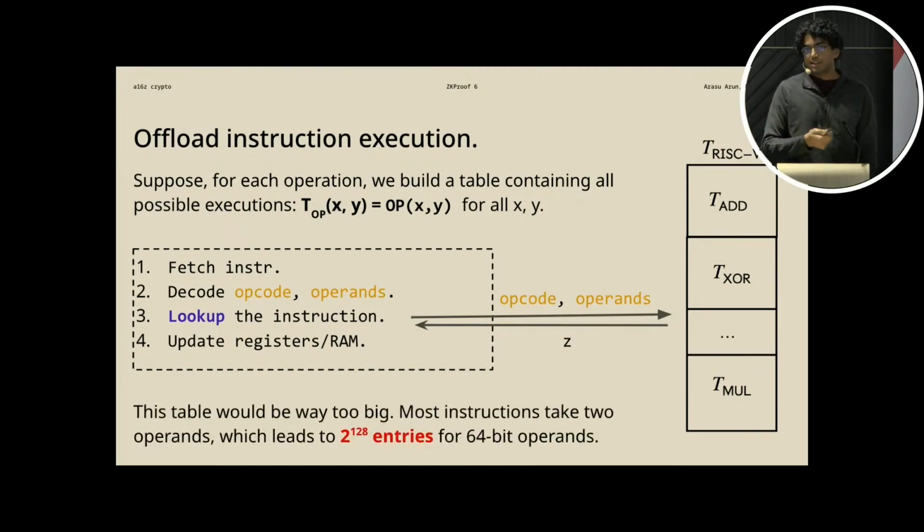And there are lookup arguments that can do this, but not for tables this big. Even for 32-bit entries, these tables are like 2 power 64 in size. For 64-bit entries, you can't even materialize this table. It's just way too big, right? So it looks like we can't really use lookup algorithms over here.